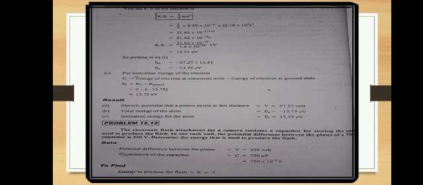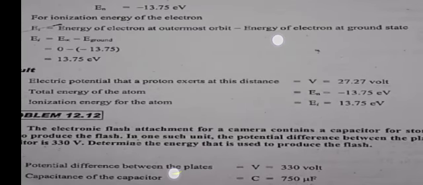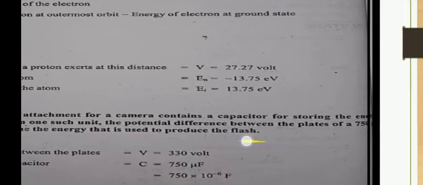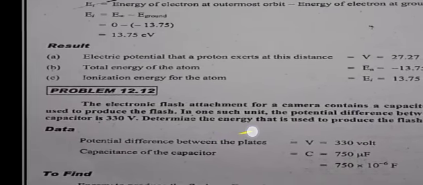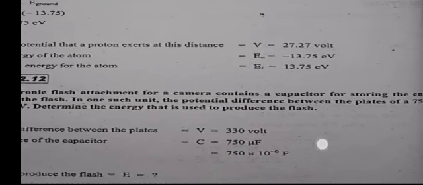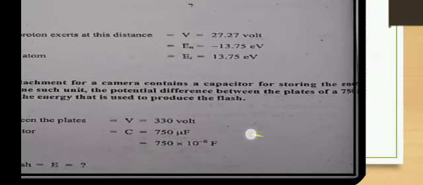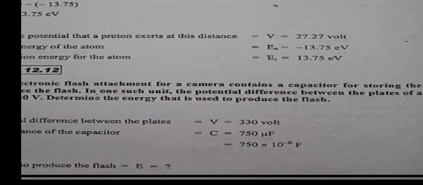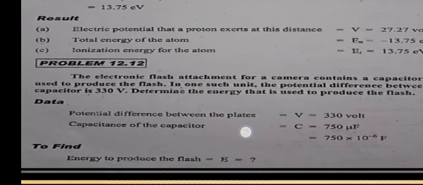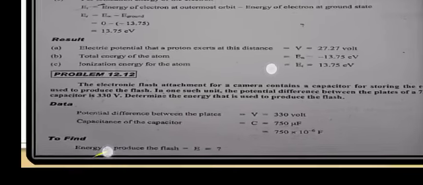In numerical number 12.12, read the data carefully. The electronic flash attachment for a camera contains a capacitor for storing the energy used to produce the flash. In one such unit, the potential difference between the plates of a 75 microfarad capacitor is 330 volt. Determine the energy that is used to produce the flash.